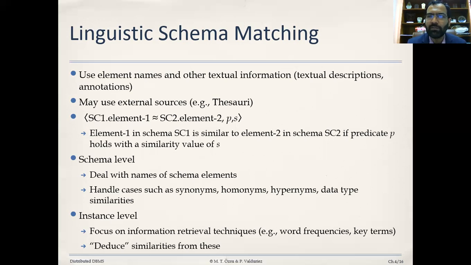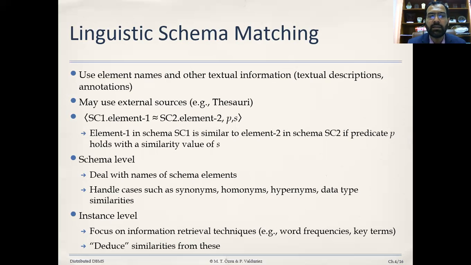But here we are talking about textual matching. So here, let's suppose the similarity is on a scale of 0 to 1. If that similarity value is nearer to 1, it means that these two elements are similar, obviously with respect to the given predicate, that predicate being the condition, the given scenario.